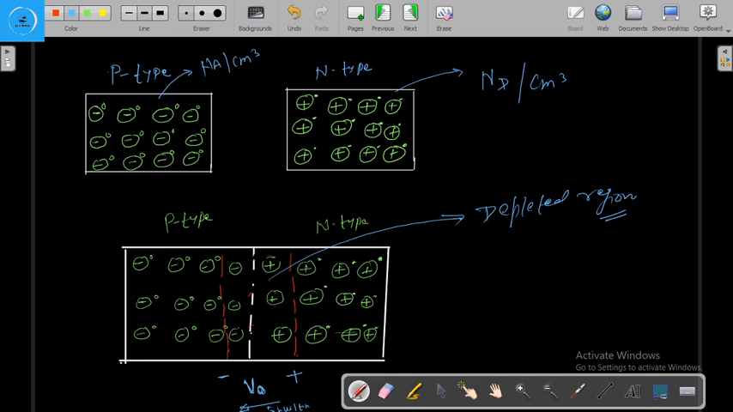And because of this, a barrier potential is created, V naught, or we can say junction potential, and because of the junction potential or barrier potential, the built-in electric field is developed here. So these are the basics of the pn diode. This is the basic function of the pn diode.